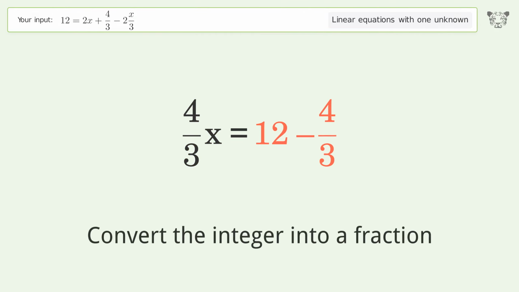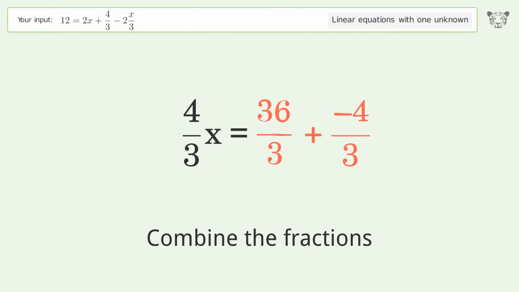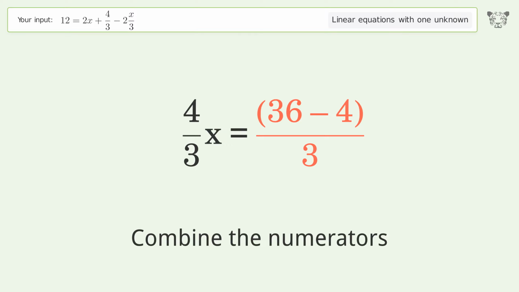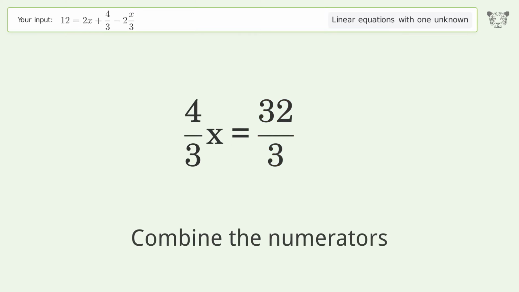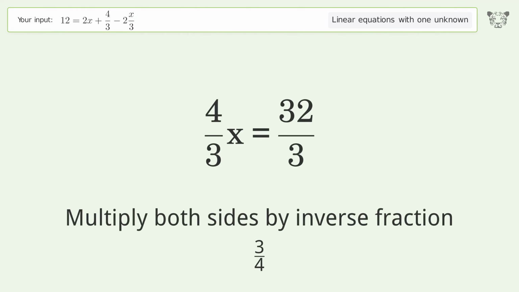Convert the integer into a fraction. Combine the fractions. Combine the numerators. Isolate the x. Multiply both sides by inverse fraction 3/4.